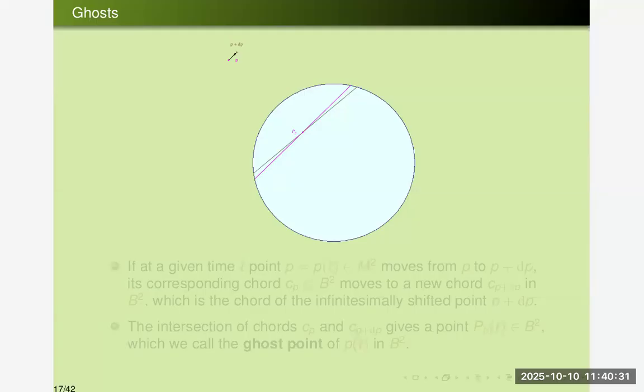And here there is hidden treasure. They will intersect inside, provided that the movement of this point is along a space-like curve. So if this point moves along a space-like curve, the intersection, going from point to point, will always be inside. So in this way, to a curve here, I have a ghost curve here.